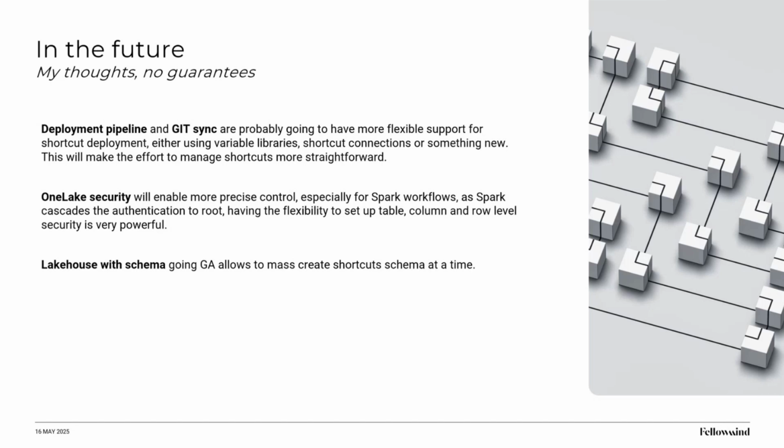Then the new feature, OneLake security, which will enable more precise control, especially for Spark. So it will harmonize the access control so that Spark and SQL will use the same access control. And this will give us a lot more control, and we don't have to have such absurd things as showcased previously. And then when the lakehouse with schemas goes to GA, that will allow us to create a whole schema of shortcuts at a time, so that can speed up things if you do them from the UI.